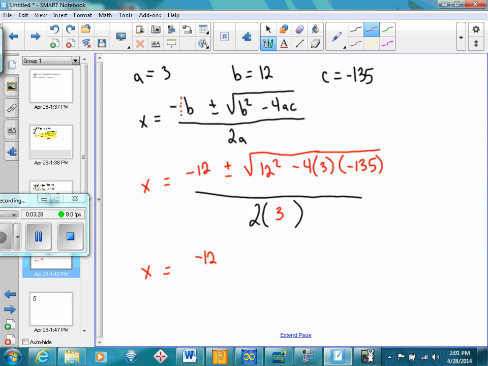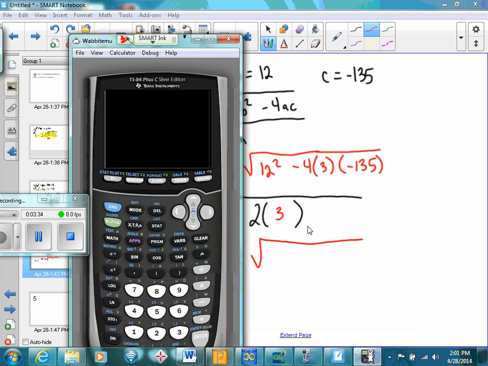So now let's go through and simplify it as best as we can. Negative 12, I don't have to do anything else with. Here is where I would like to actually borrow a calculator. And say you turn it on. Well, there we go.